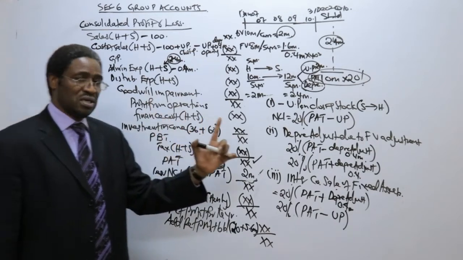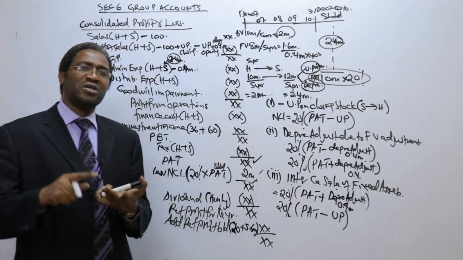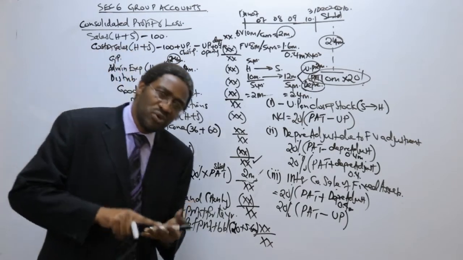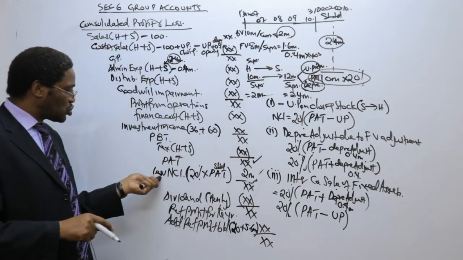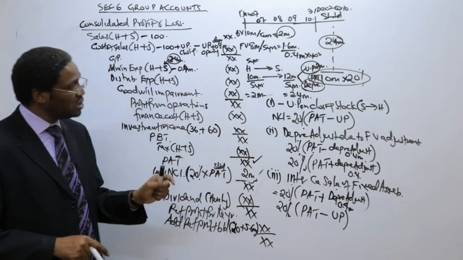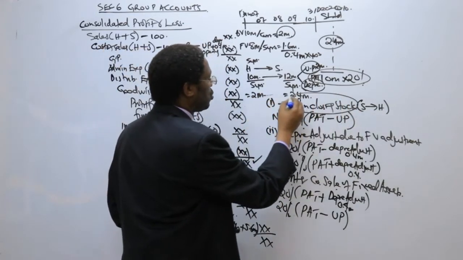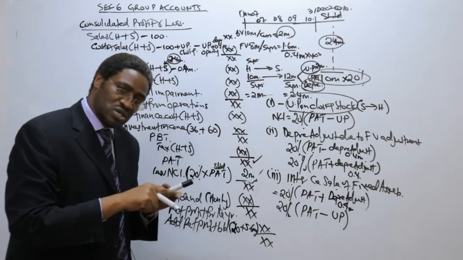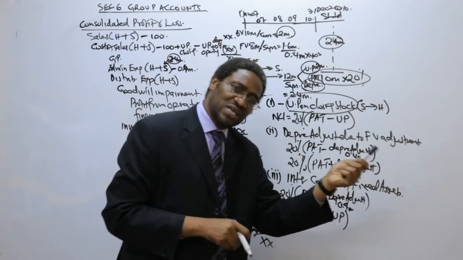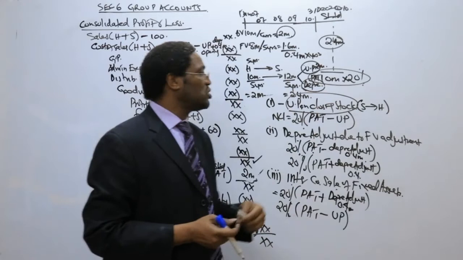Those three things can make you not just take 20% of the profit after tax of the subsidiary company when you are computing the share of the non-controlling interest to go to the income statement. I hope you have understood. One, we have said, is when there is what we call unrealized profit on closing stock under one condition. That is, that it is the subsidiary that sold the goods to the holding company.